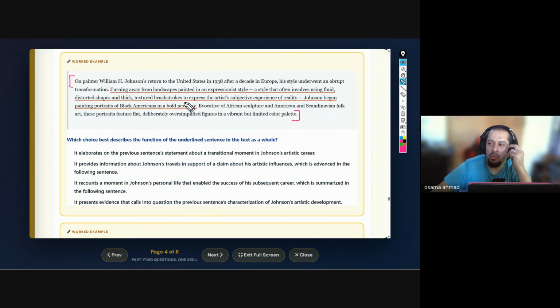And when I try to figure that out, the first thing I do is focus on the verbs, right? It elaborates on the previous sentence. It provides information about travels. It recounts a moment in personal life. It presents evidence, right? Ask this first. So any verb works, and if I don't know, I eliminate according to the verb, then I read the full answer, because it's verb plus idea, right? Verb plus idea. Let's just try this one. Send me answers in the chat.